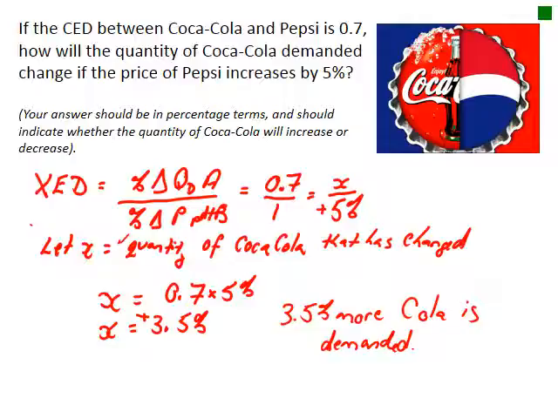cola is demanded. Now this can be very useful if you are the manager or supervisor of a large grocery chain or grocery store, and you know that Pepsi has increased their price and you don't want to run out of Coca-Cola. You want to make sure that it's still stocked on the shelves, and you'll know to stock it more by 3.5%.